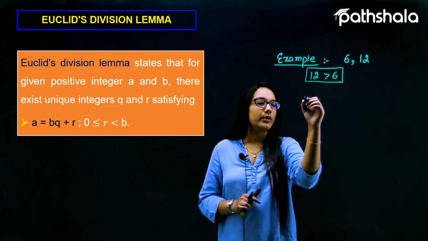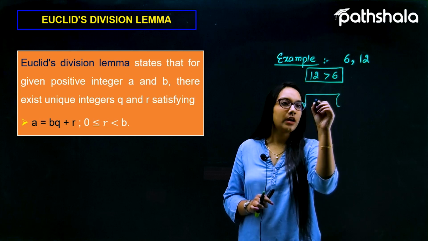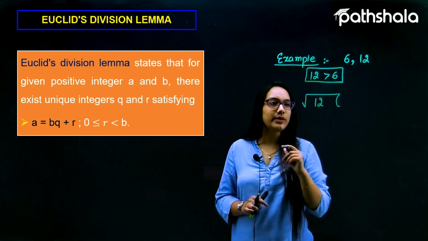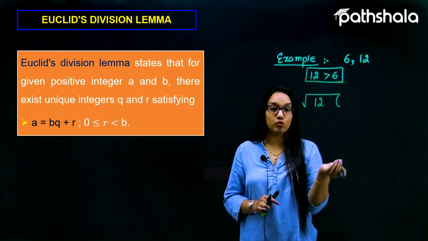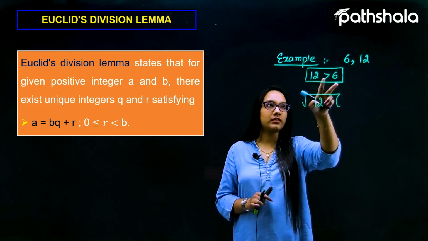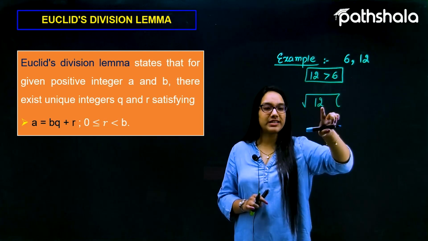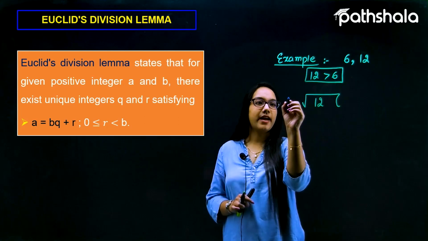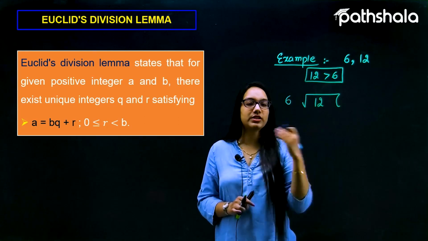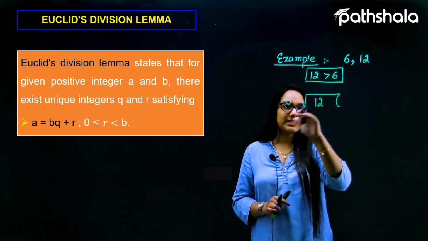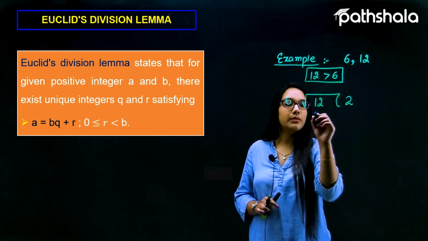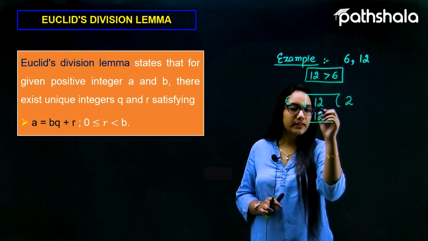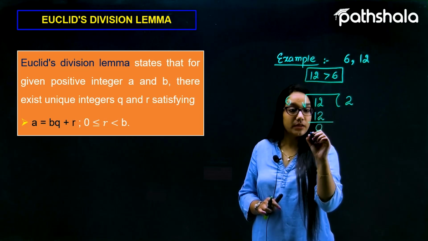Let us take 12 as the dividend. Always remember you have to take the greater of the two numbers as the dividend. Here 12 is greater, so we are taking 12 as the dividend and 6 as the divisor. Let's divide these two numbers. We know that 6 into 2 is 12, so the remainder over here is 0.